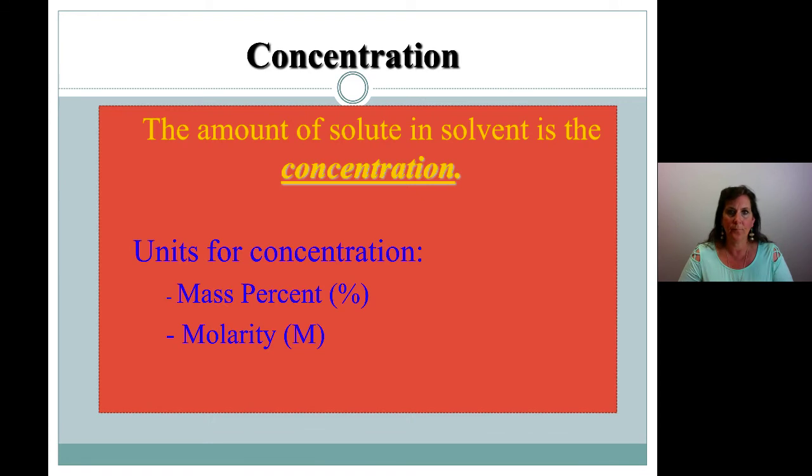So concentration. Concentration is the amount of solute in a solvent with a number. So this is going to be quantitative. So we have a couple of units for concentration. We have mass percent, it's a percent, and we have molarity with a capital pointy M. It has to be a pointy M, not a cursive M, a pointy M. And I'm going to talk about those in the next video.